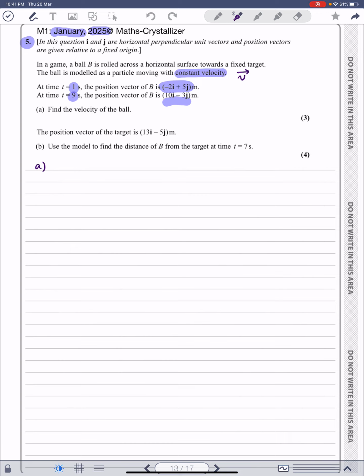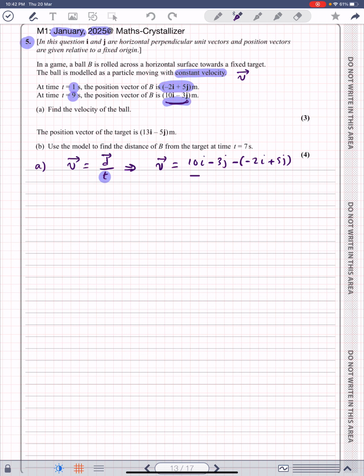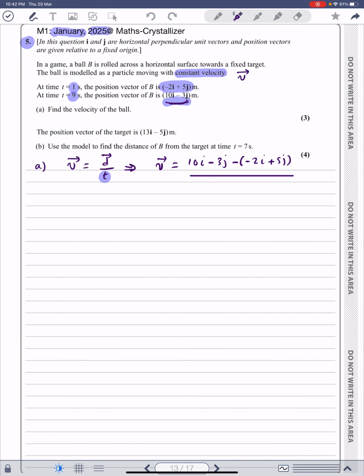So when you calculate the velocity, we know that the velocity is displacement divided by time. But here the time is the difference of 2 times, and you are given the displacement as the difference of 2 vectors. So this will give that V is equal to the final position vector minus the initial one, all divided by the difference of time, the interval of time, which is 9 minus 1.